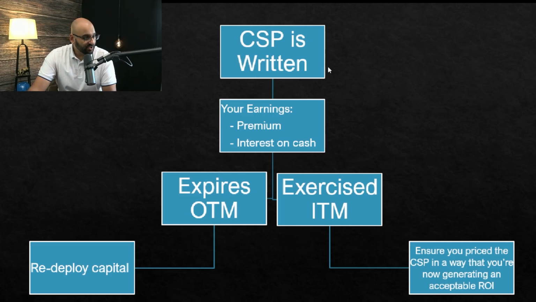Now, some of you guys are new to cash secured puts, so let me just walk you through the sort of decision tree. I guess this is not so much a decision tree as it is an events tree. What happens is you write the CSP after you do your analysis. In the next section of this video, I'll talk about the analysis in more detail. But essentially you write the CSP, and then of course, you earn a premium.